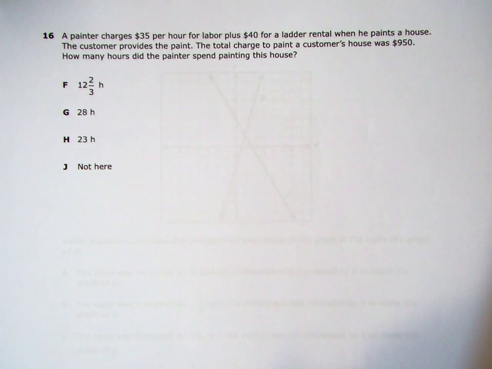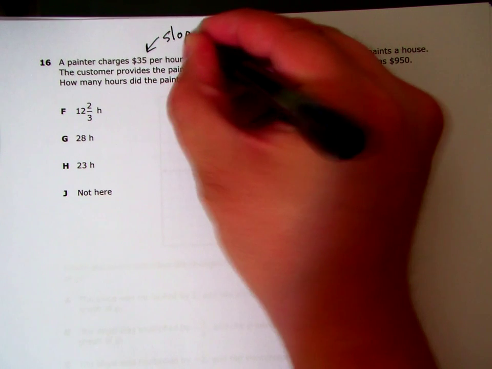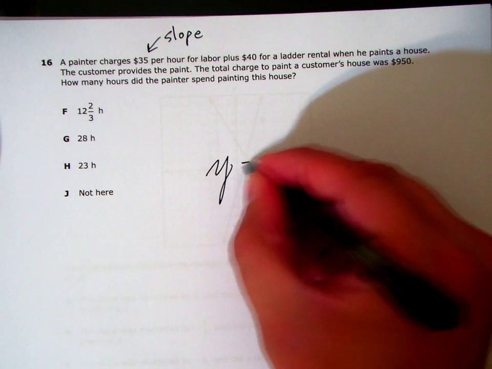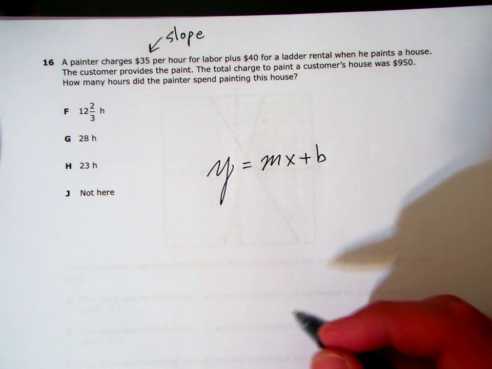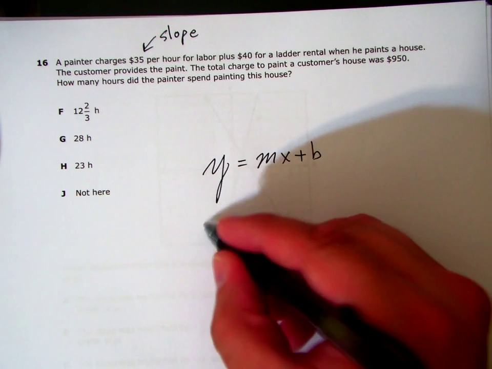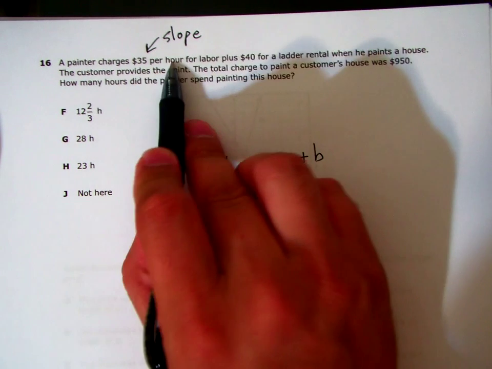Alright, so the painter charges $35 per hour. What did I teach you about per hour? That means what? That's going to be your slope. So I'm going to start writing the y equals what, y'all? mx plus b. So we know our slope is going to be 35. Says it right there, per hour.